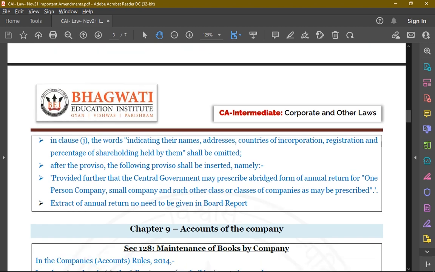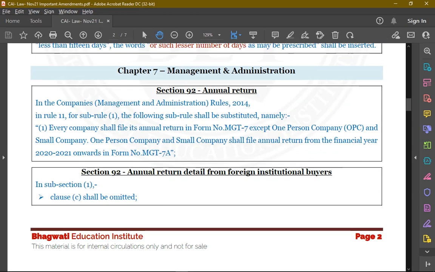And this is a very important amendment, the third amendment. Earlier, what was the requirement? Whatever details you provided in the annual return, we had to provide that in the board report. That means an extract of the annual return had to be given in the board report in the past, but now it is not required. This requirement that the extract of annual return, which used to be given, now need not be given in the board report. So these are some different amendments for general meeting, and most of the amendments are just related to annual return and nothing else.